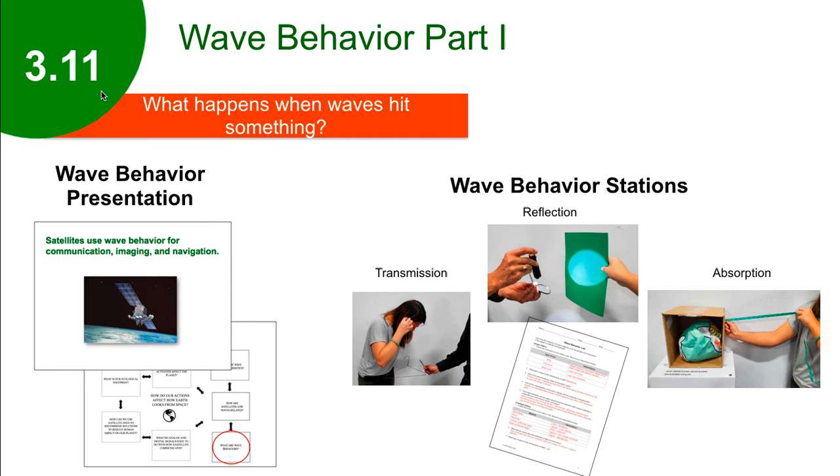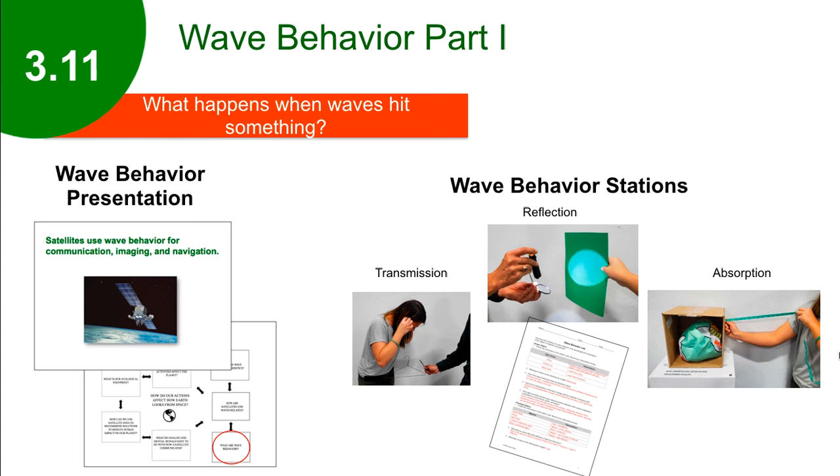We begin lesson 3.11 with a short presentation that really drives home that satellites rely on waves to capture images and data. We then rotate through 3 different stations to find out what happens when waves hit something. Now there's a fair number of materials to set up so that there are 3 duplicates of each station around your classroom. In one of the stations, students hang a metal coat hanger on their ear using different material strings, like fishing line and metal wire and regular old string, and see how sound transmits differently through those strings.